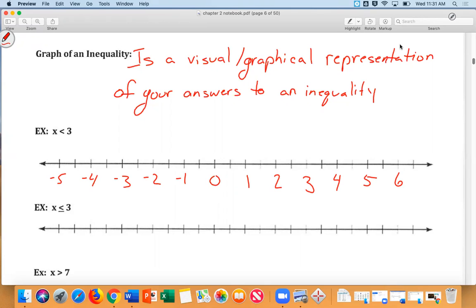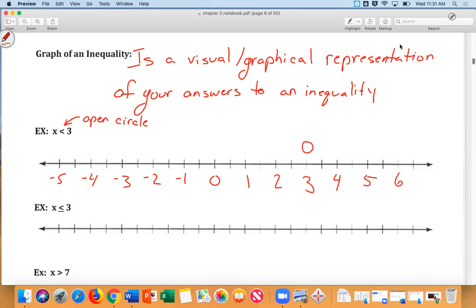And now this symbol is an open circle. Now, if it had the line under it, it would be a closed circle. The difference is an open circle, we don't count that point. A closed circle, we count it. It's part of our answer. So here, we're going to put an open circle at 3. Easy enough?